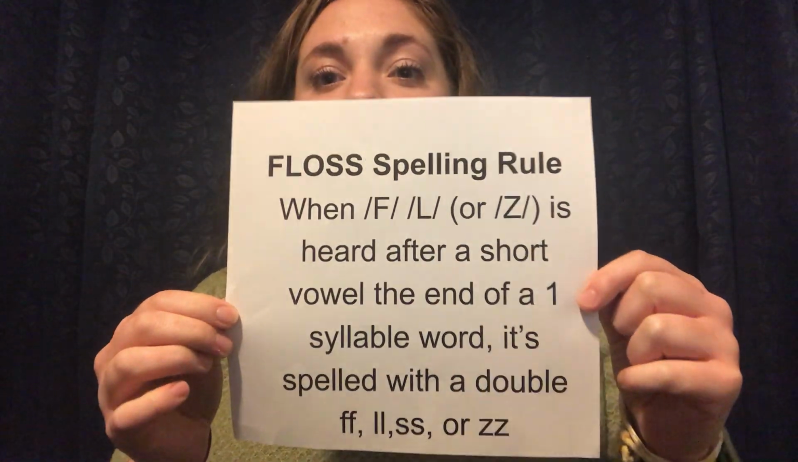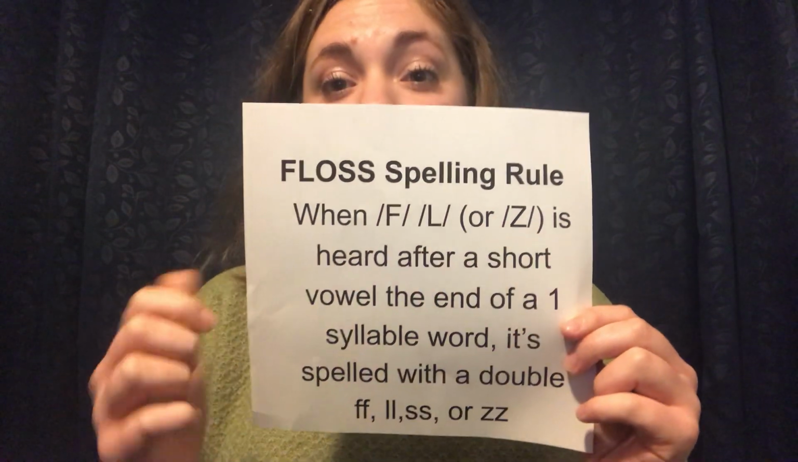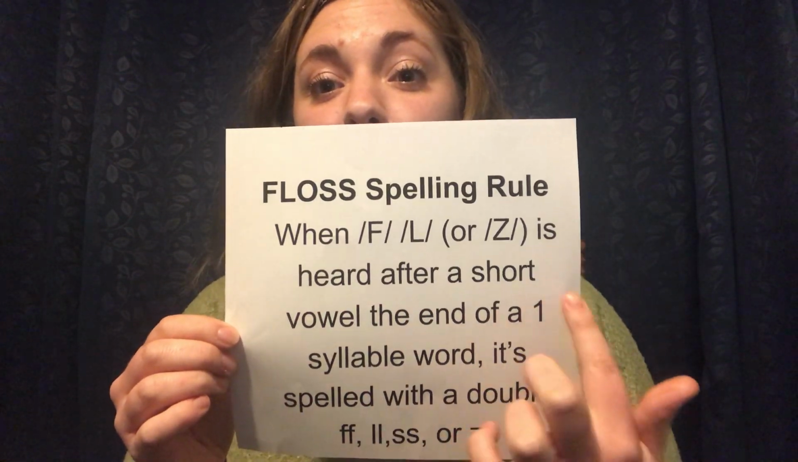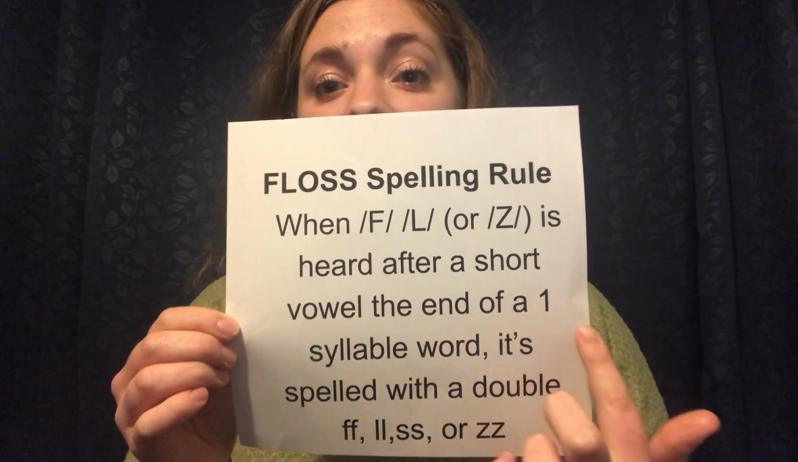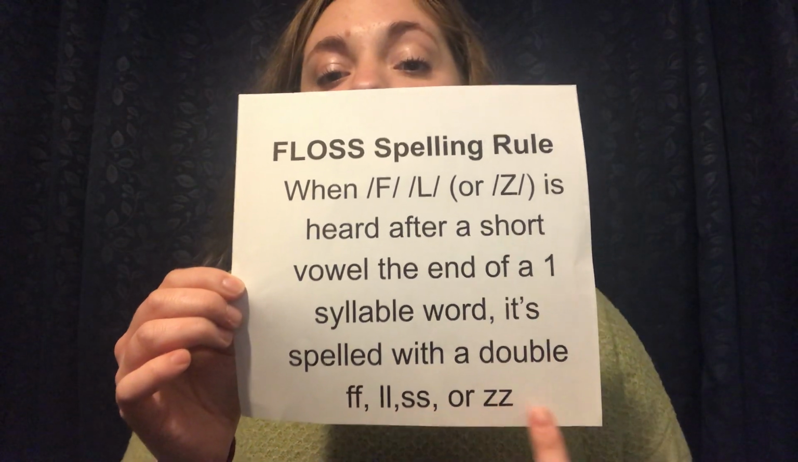It's called the floss rule. Now, I don't know about you, but the first thing I think of when somebody says floss is the dance move, right? It's not the dance move. I wish. The second thing I think of is dental floss. Not dental floss either. Forget that. What the floss rule is: when a word that has F, L, S, or Z in it is heard after a short vowel at the end of a 1-syllable word, it's spelled with a double F, L, S, or Z. Okay? So, that was a lot.